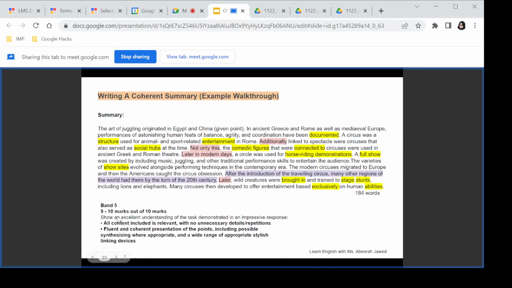Now, why? But, miss... The sentence that you have highlighted in purple was not a part of the content points, isn't it? It is the content point. I mean, it is like many other regions of the world had them by the turn of the 20th century. So I did not mention those countries like South Africa, Asia.